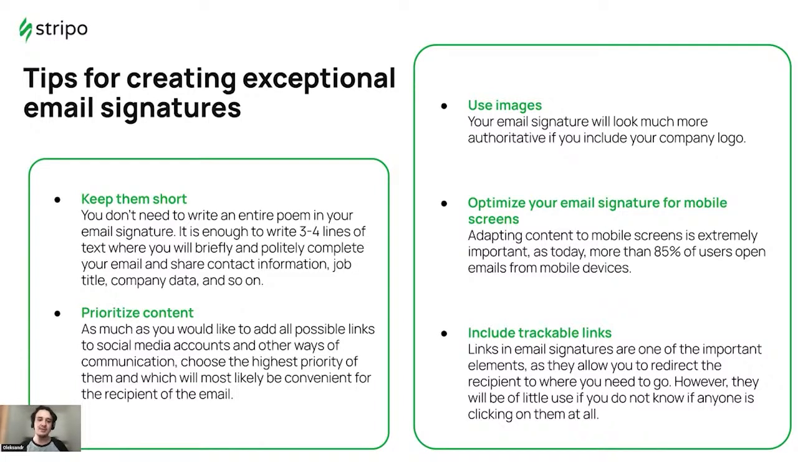Prioritize content. As much as you would like to add all possible links to social media accounts and other ways of communication, choose the high priority ones, which will most likely be convenient for the recipient of the email. Use images. Of course, your email signature will look much more authoritative if you include your company logo or your photo.